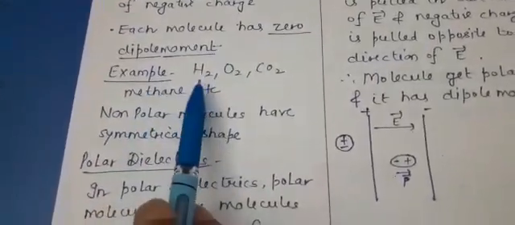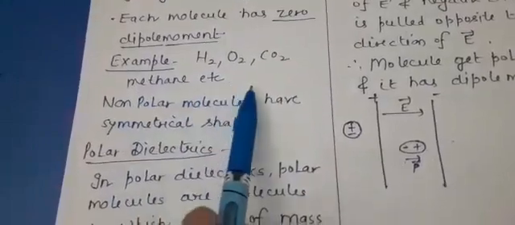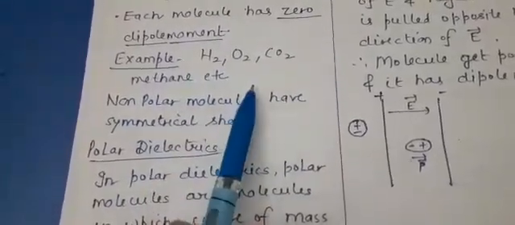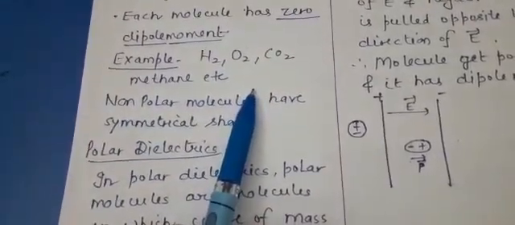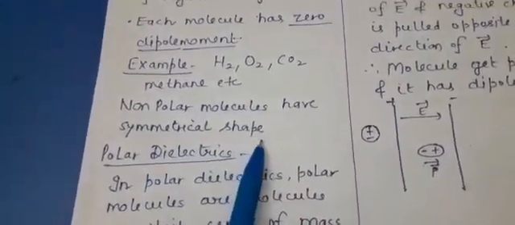Examples can be hydrogen, oxygen, carbon dioxide, methane, and many more. In detail, you discuss all these concepts in chemistry. Now, non-polar molecules have symmetrical shape.